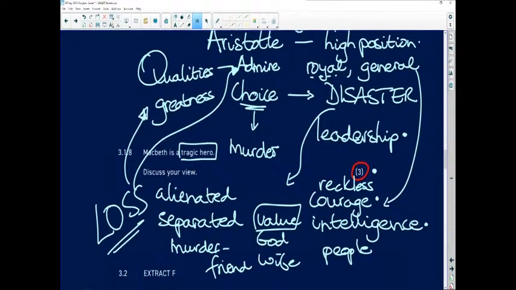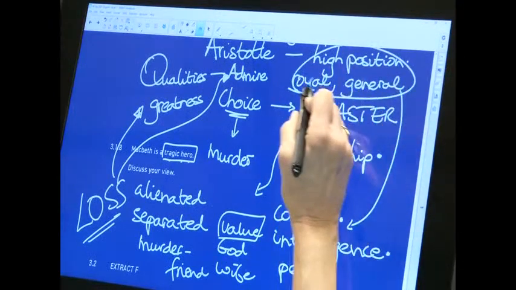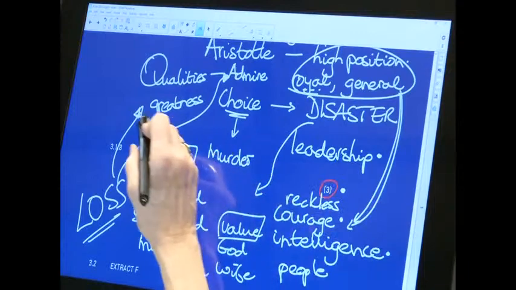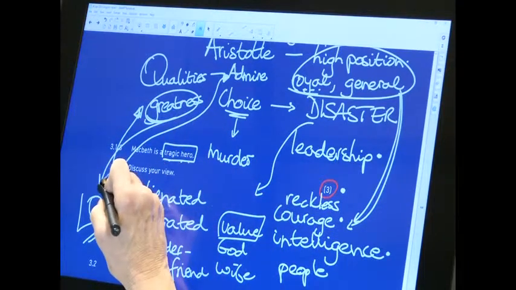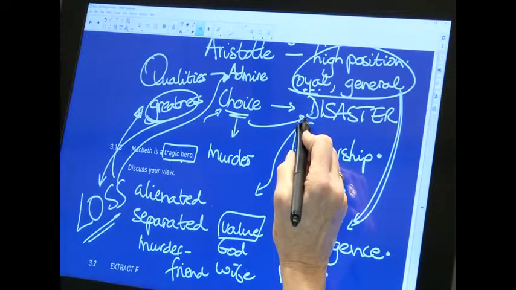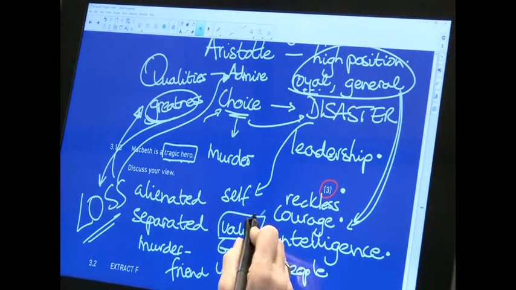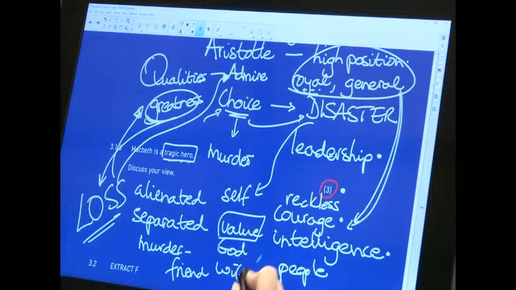Right. I wouldn't mention Aristotle. I would say something like, a tragic hero. Macbeth is a tragic hero because he has a high position, both a member of the royal family and a general, and the qualities of courage, intelligence, and leadership. However, this greatness is lost when he makes a choice that leads to disaster. That's my second sentence. And this disaster involves the loss of himself, his marriage, his relationship with God, and with his friends and his people. Right, so you can see what I've tried to do here. I've tried to sum it all up in 3 sentences. But you're not going to get 3 good sentences if you don't plan it.